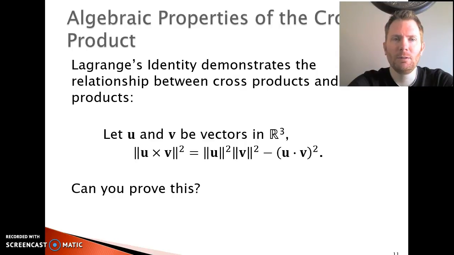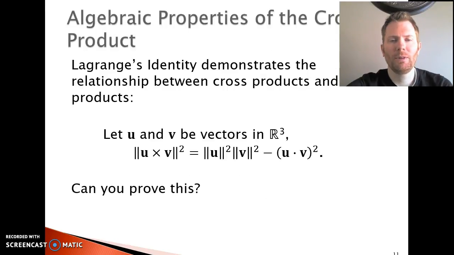So continuing with a few properties of the cross product, this is called Lagrange's identity. It demonstrates the relationship between cross products and dot products. So again, you have to have vectors in R3 or the cross product does not even make sense. And here you can see the identity credited to Lagrange. So if you take the cross product of u and v, find the magnitude of that new vector and square it, it's the same as if you had squared the magnitude of u, squared the magnitude of v, multiplied them together, and then subtracted the dot product of the two vectors squared.